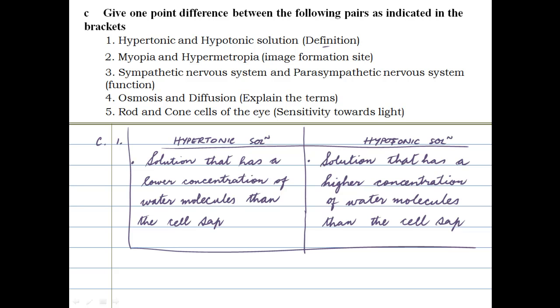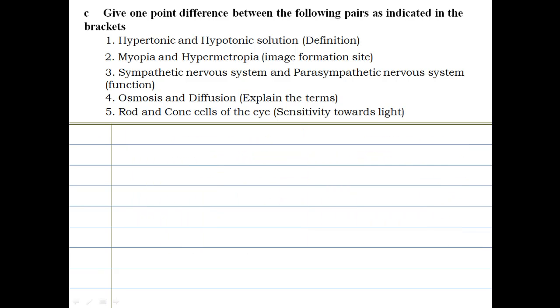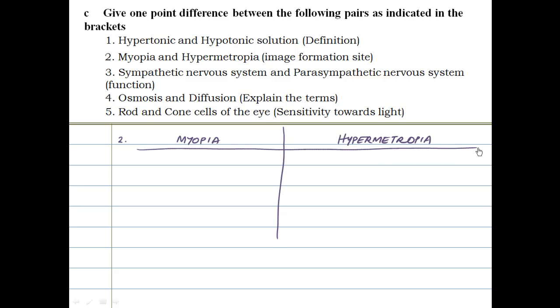Myopia and hypermetropia, where we're going to be talking about image formation site. So we have the second one, myopia and hypermetropia, which may also be called hyperopia. You've got a table there. Now, image formation site. Now, work this out in your head.